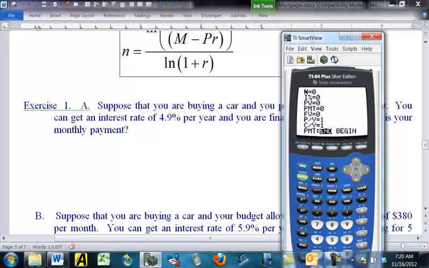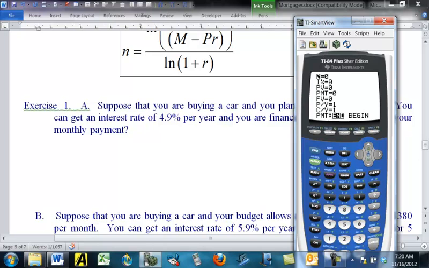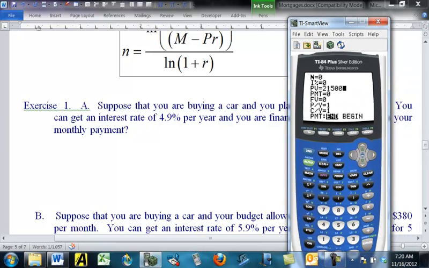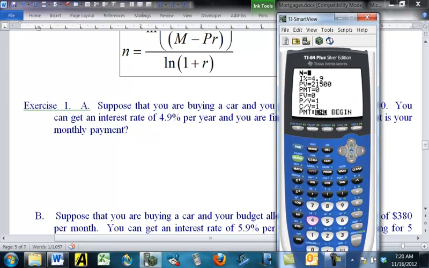Okay. You're buying a car, you plan on financing $21,500. So that's your principal value. And you're going to get an interest rate of 4.9% per year. So it's not 0.049, it's just 4.9. And you're going to finance for 4 years, so it's 4 times 12. Notice you can actually just do 4 times 12, and it'll figure out it's 48 for you. Of course, that's easy enough to do in your head. The payment we don't know. The future value is 0. We're going to make, no, not 1 a year, we're going to make 12 a year.